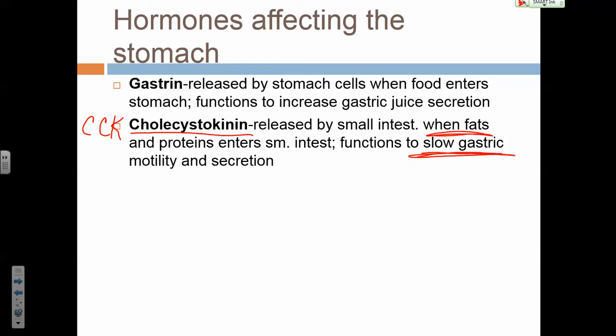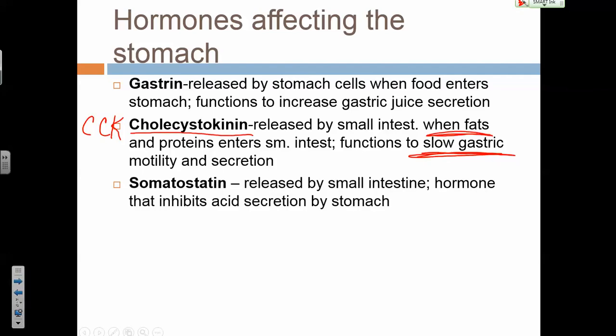That's good. That prevents more stomach contents from getting in the small intestine to give the small intestine time to work on the fat, because that's where it's going to get broken down. So do you see how, in a roundabout way, if you know that it's the presence of fats that triggers cholecystokinin, that'll help you figure out what it does at the stomach. You want to slow down stomach activity.